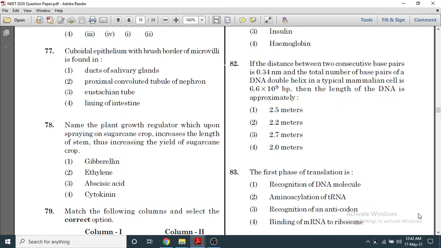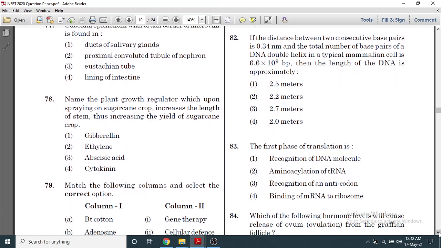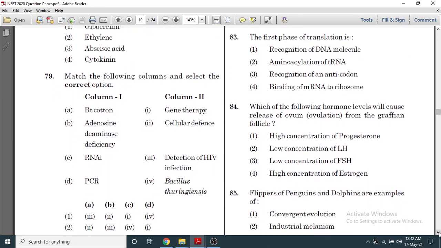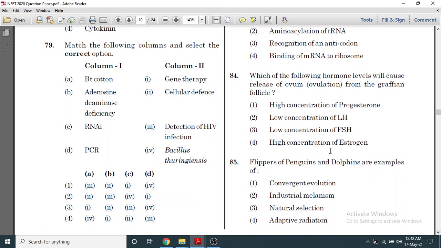Now move on to question number 79. Question number 79, again match the following column and select the correct option. So Bt cotton, adenosine deaminase deficiency, RNAi, RNA interference, PCR. Bt cotton will match with Bacillus thuringiensis. A will match with 4. Yes, option number 4 is the correct one.